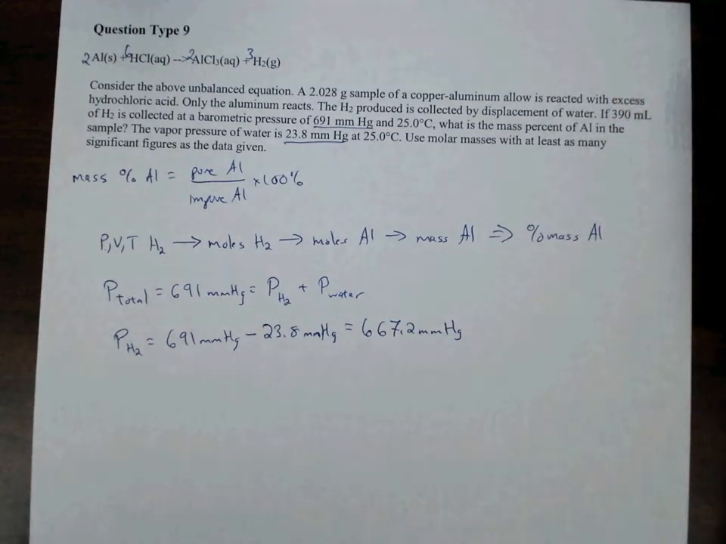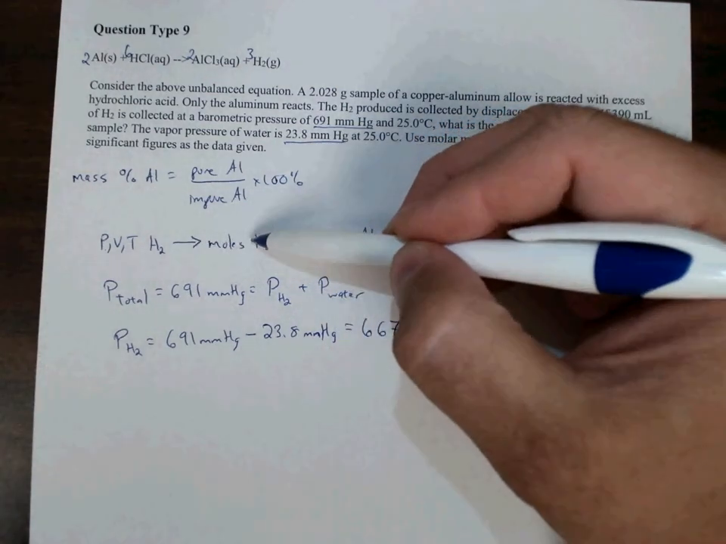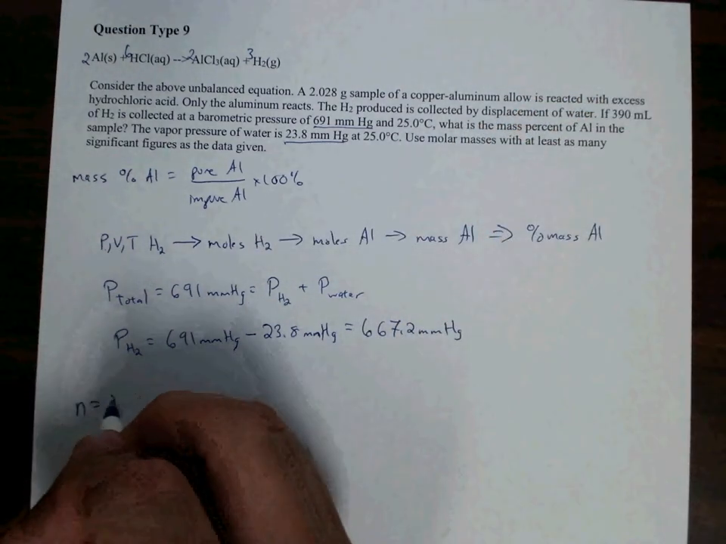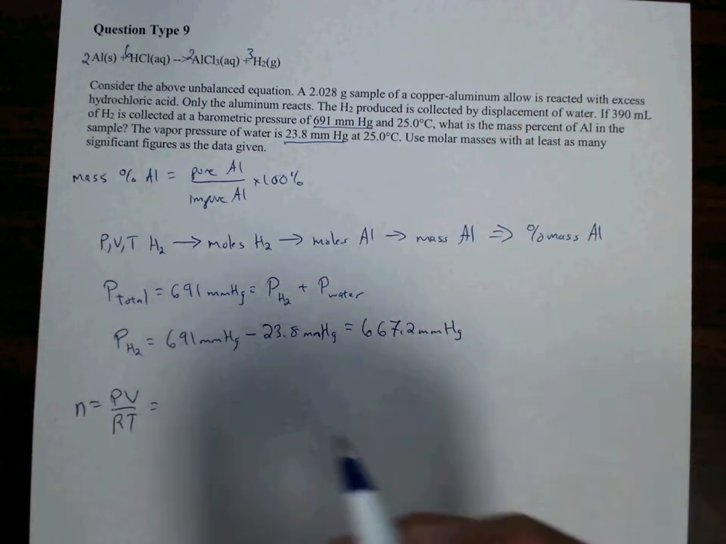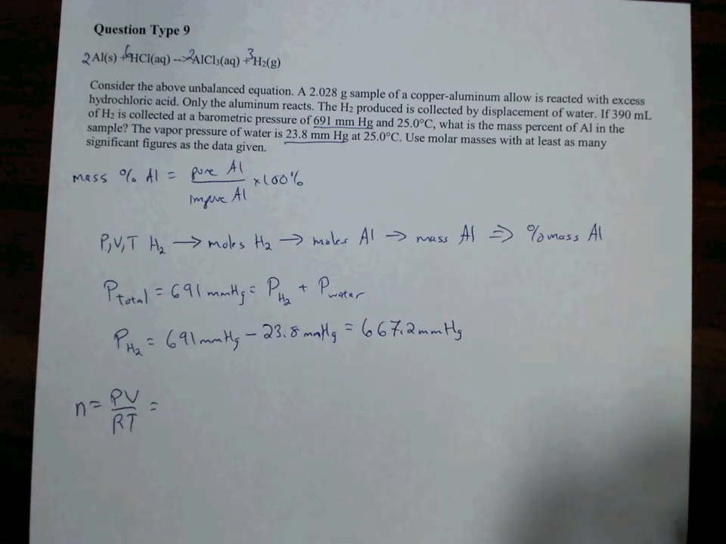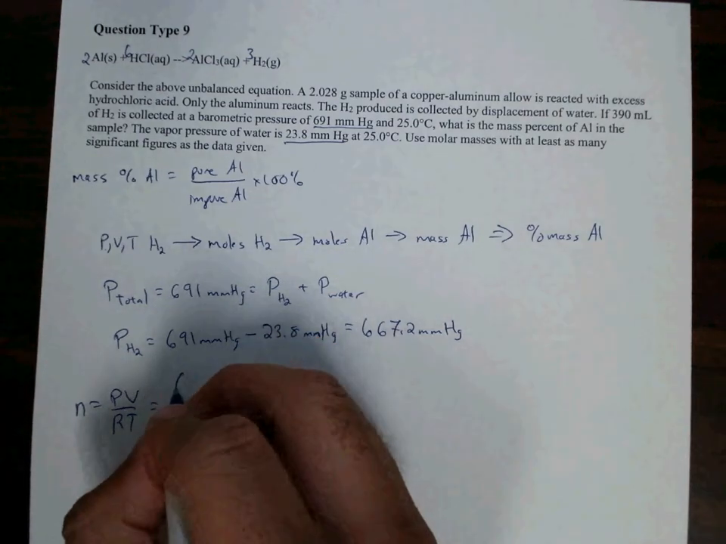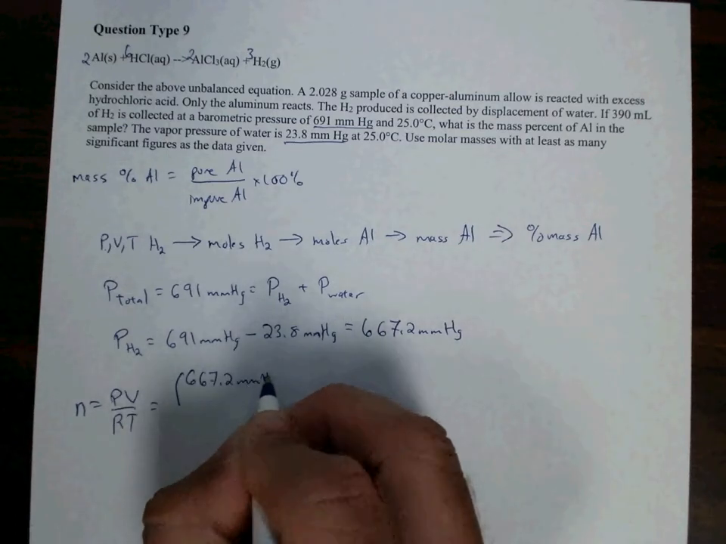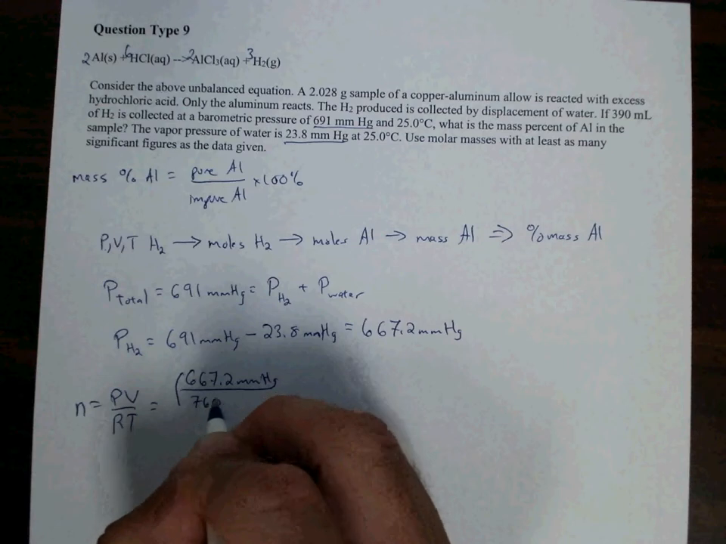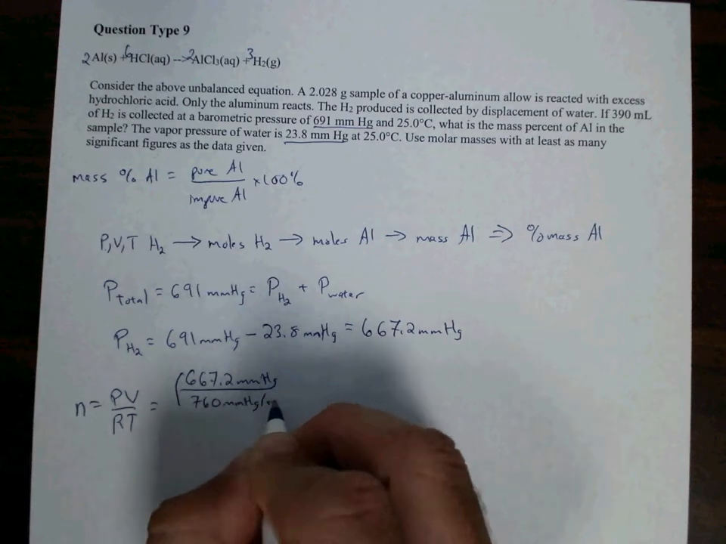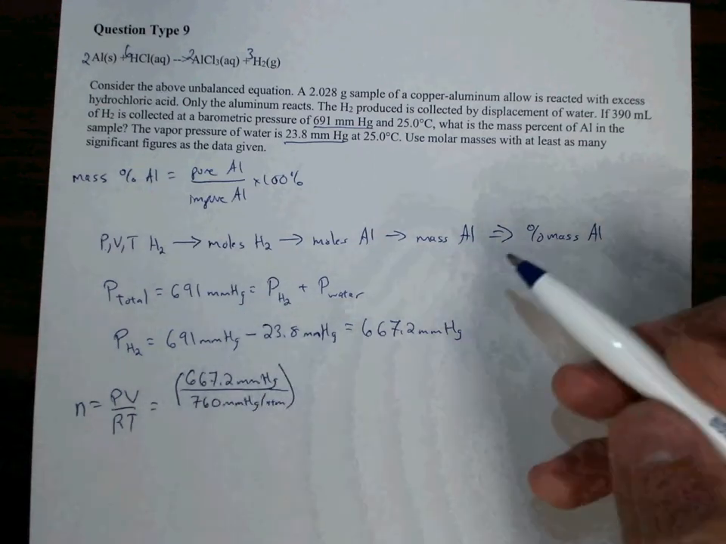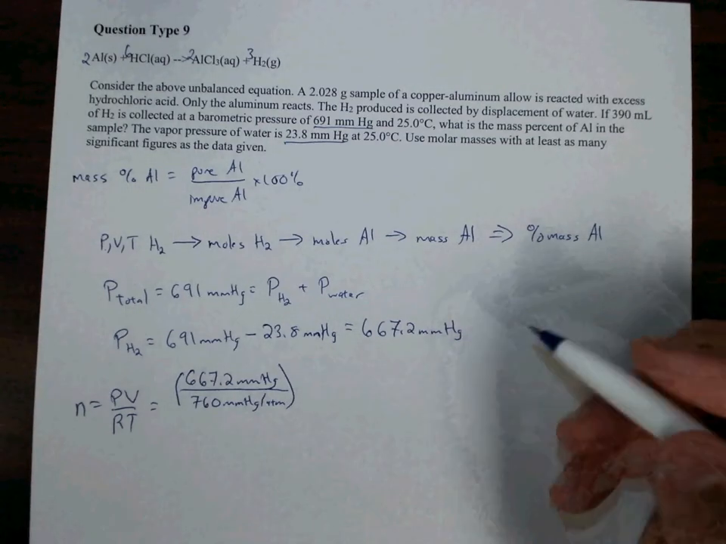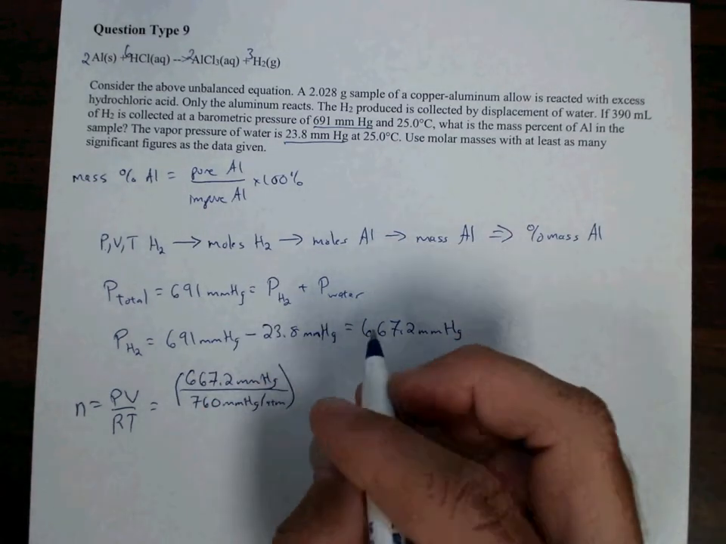Okay. Step 1 done. Step 2. We need the number of moles of H2. n equals PV over RT. We need to do some conversions. Now I'm going to combine everything here, so don't get too upset if this doesn't quite make sense. You can break these apart individually. I'm just showing you all the calculations because I'm just going to put it in my calculator and run it there.